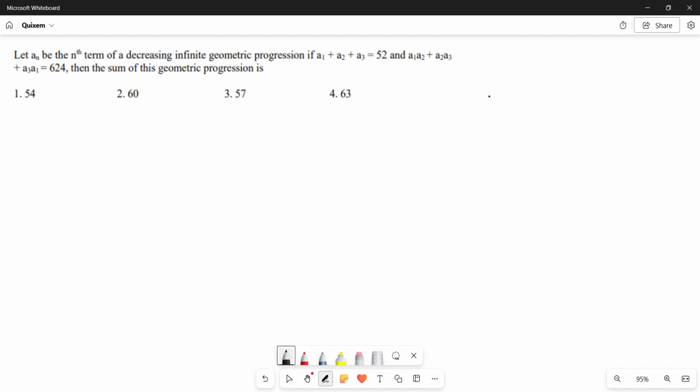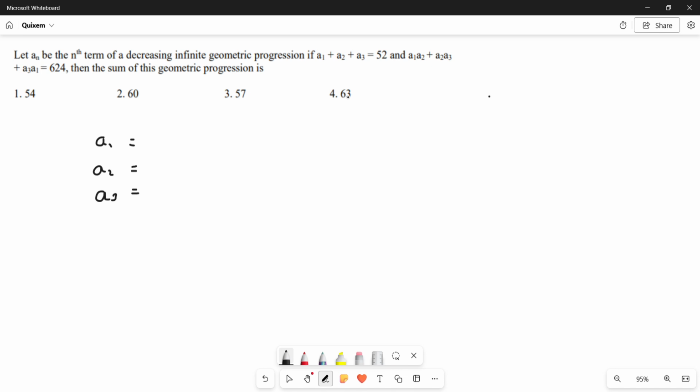Now let's begin with what they have given us. So we have three terms, A1, A2 and A3. Typically we write the first term as a, the second term as ar, and so on and so forth. But if you see the second equation here, we have A1A2, A2A3, and A3A1. So this means there will be some sort of cyclical multiplication here.